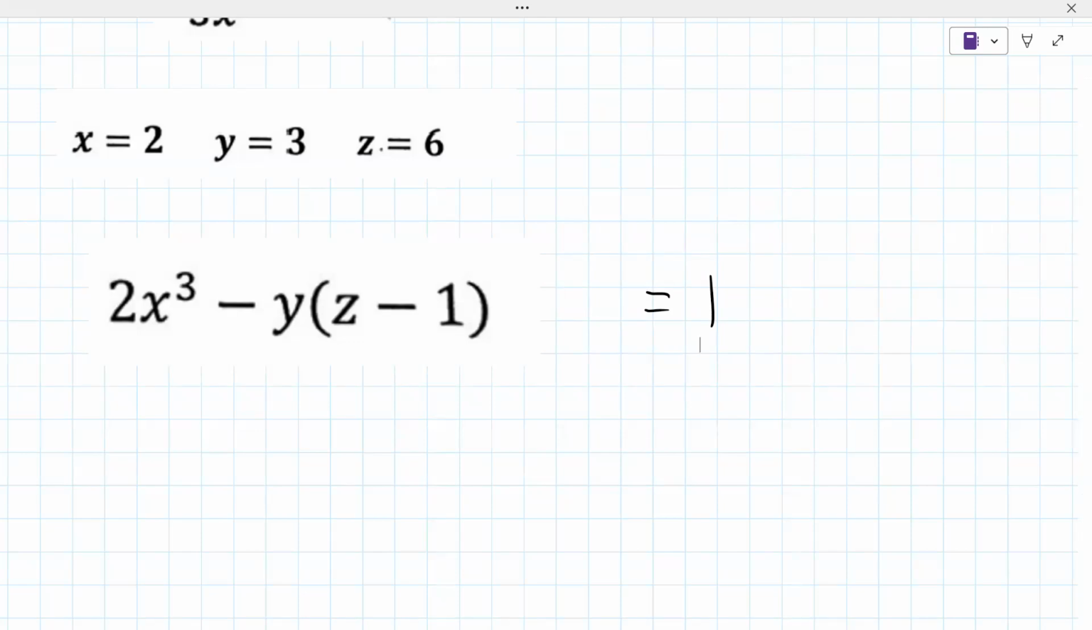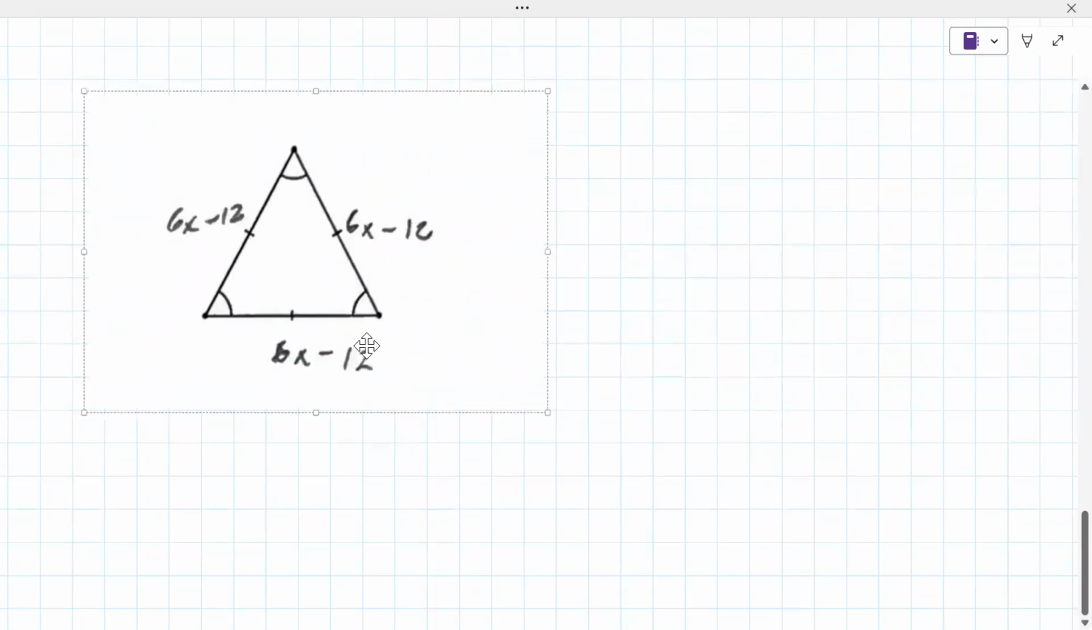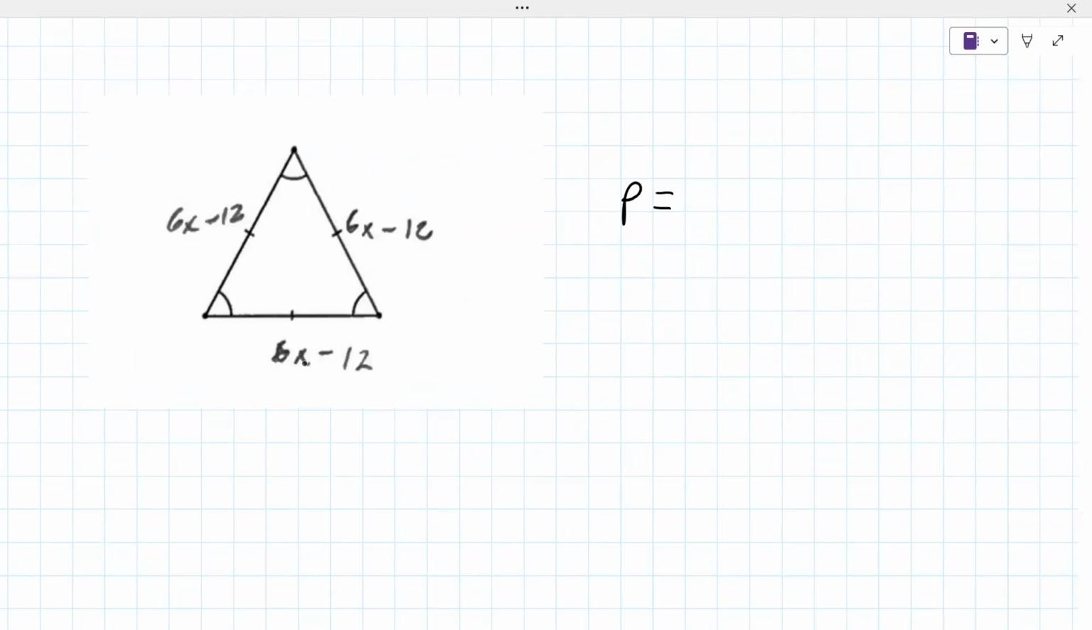All right. So here's a new problem. If you can't read this, it's 6x minus 12, 6x minus 12, and 6x minus 12. Could you write an expression for the perimeter of this triangle, please? Fully simplified.